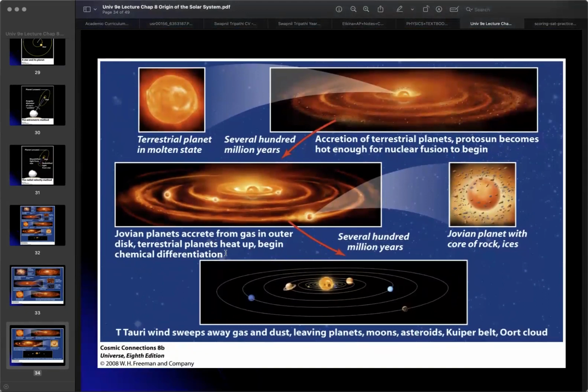Terrestrial planets heat up and begin chemical differentiation. Chemical differentiation is where the hot iron and nickel sink to the center, forming the iron core, and the light particles which make the soil and the rocks rise and form the crust and the mantle of the earth.